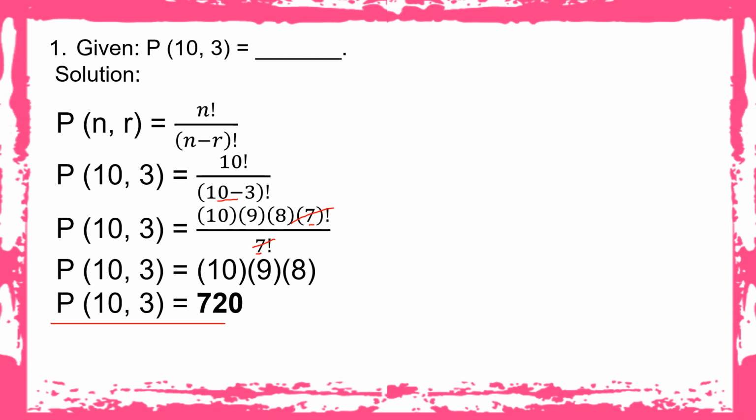Very good. Or another way on how we can get the permutation of 10 and 3, that I already explained in our recent videos. So if we have here permutation of 10 and 3, we will start at 10, and then we have here the value of r, which is 3. So 10 times 9 times 8. So this is also equal to 720. So let us move on to our example number 2.